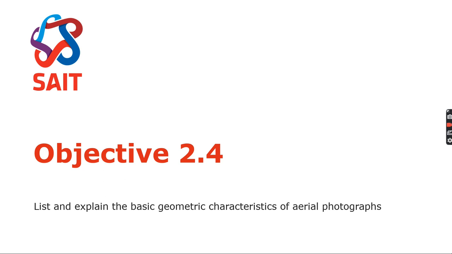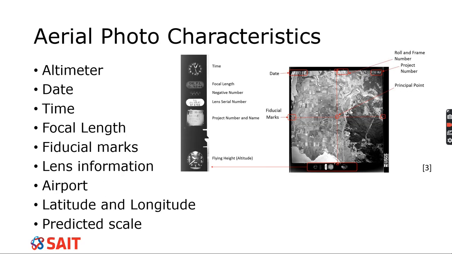Just carrying on, objective 2.4: we are going to be talking about the geometric characteristics of aerial photography and photographs. There are a few components to it that are not just geometric. When you get a photograph, especially an analog photograph, you're going to have a whole ton of information all the way around it. You have everything from the date, roll number, project number. You're going to see where the principal point is in the center in terms of something called fiducial marks.